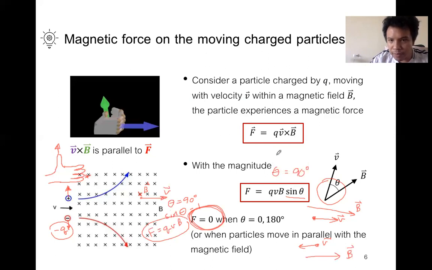So please remember this formula, QV cross B. V comes before B. So when you use the right hand rule, you use your fingers for B, use your forehand as B. So V, B, and then thumbs up, and you get the F in the direction of your thumb.